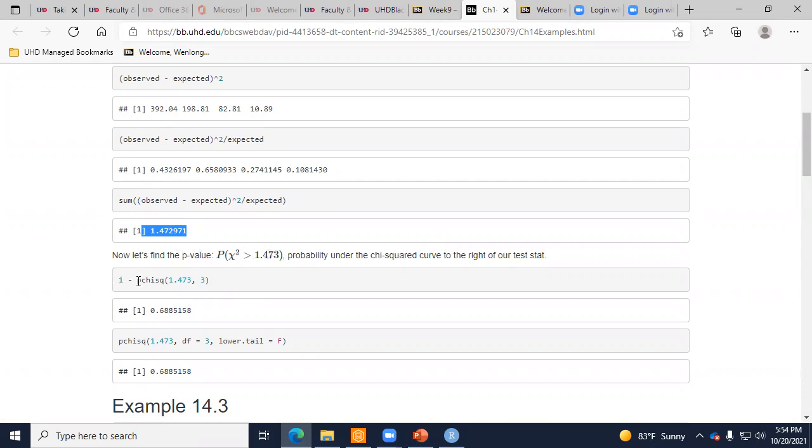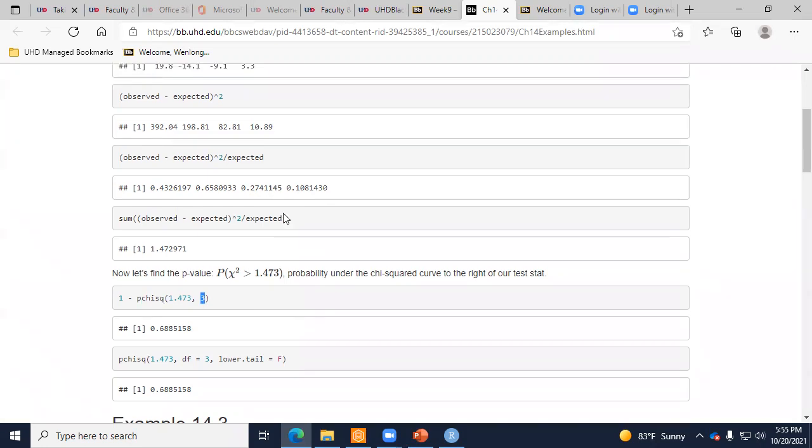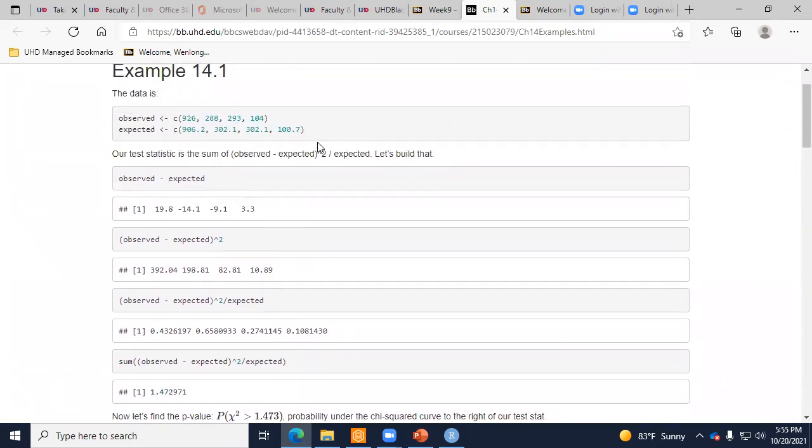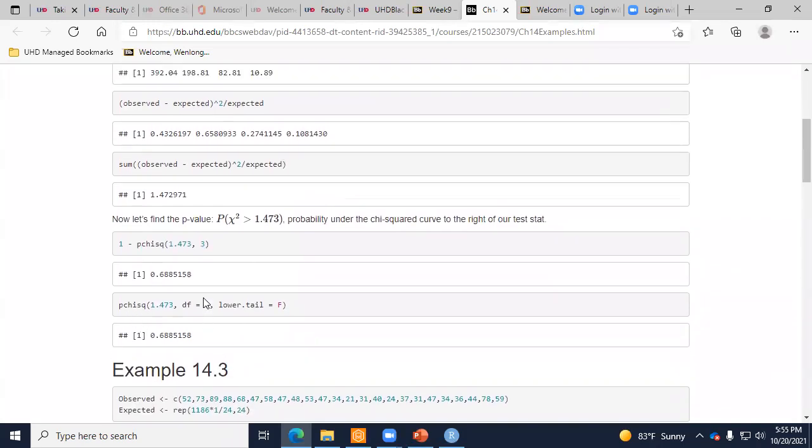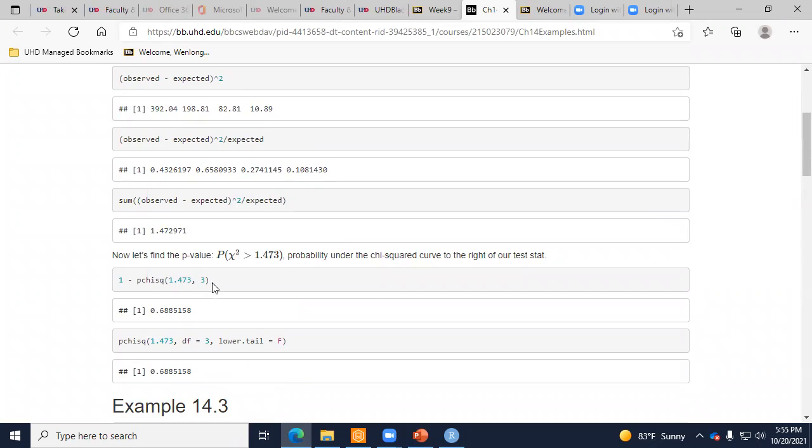And you do this 1 minus, because it's on the right. So you do 1 minus p chi-square, which gives the CDF for this chi-square distribution, where you have to supply this test statistic and also your degrees of freedom, k minus 1. Here we have 4 categories, k equal to 4. So the degree of freedom is 3. This is how you get the p-value.